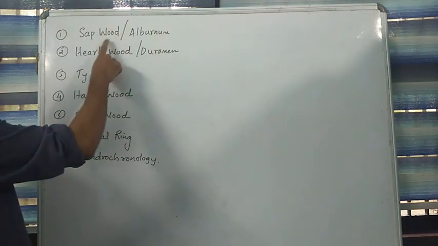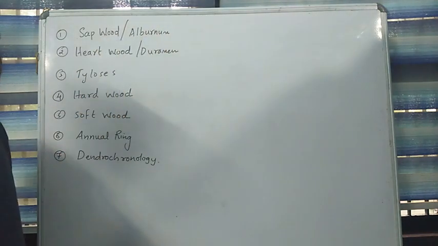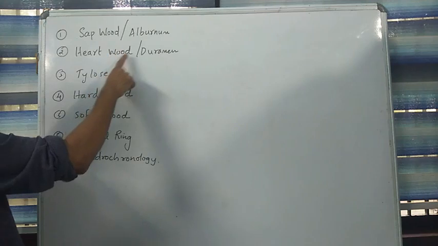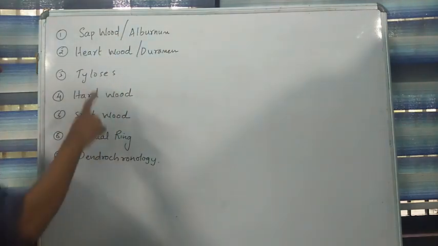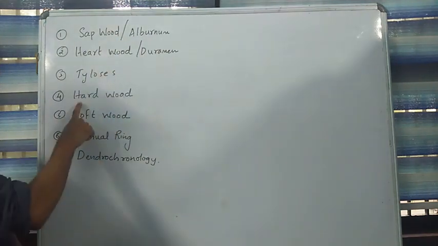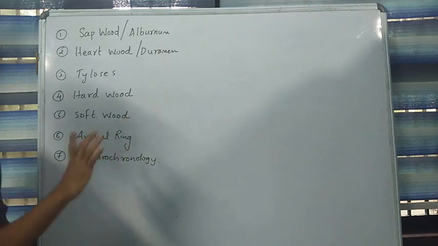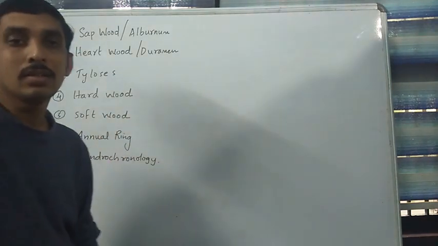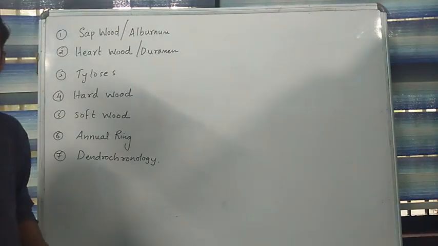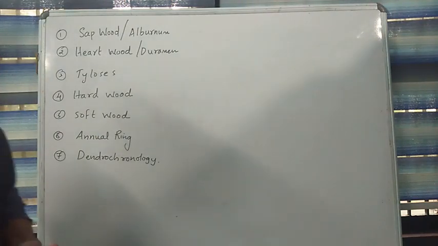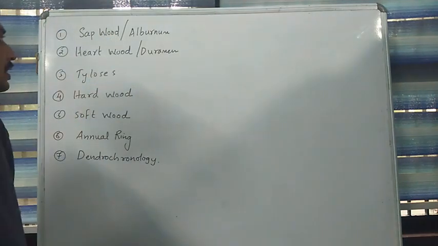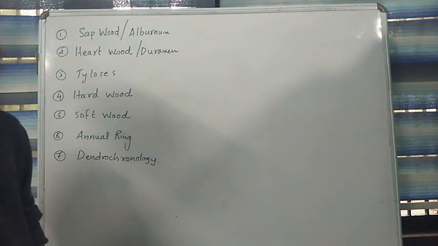One is called sapwood or alburnum, and the second one is called hardwood or duramen. The third one is called tyloses. Then the fifth one, hardwood, softwood, annual ring, and dendrochronology. These are the 7 terms which we are going to study here. So let us move into the first term and the second term, that is sapwood and hardwood.